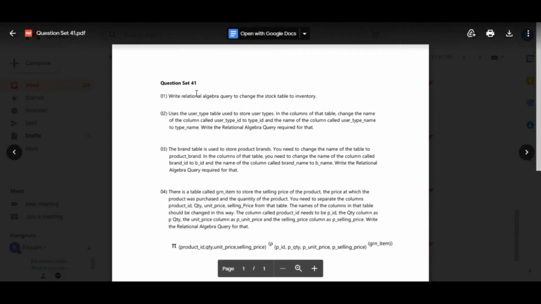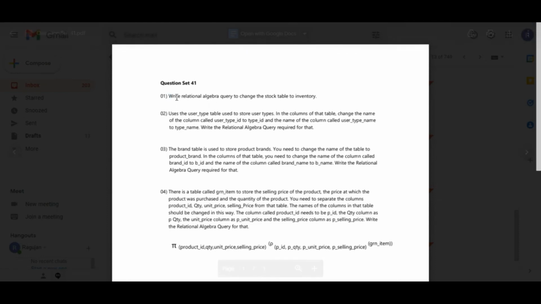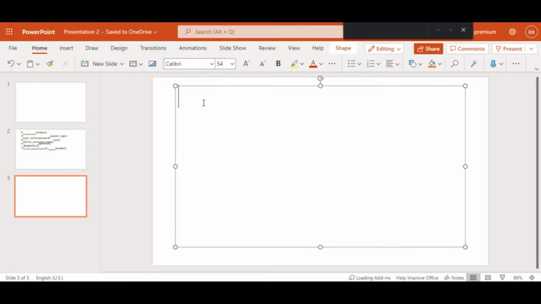So now let's move on to the first question of question set 41. First one: write the relational algebra query to change the stock table to inventory. So we had to change the name of the stock table to inventory. In this case, you can do it like this.